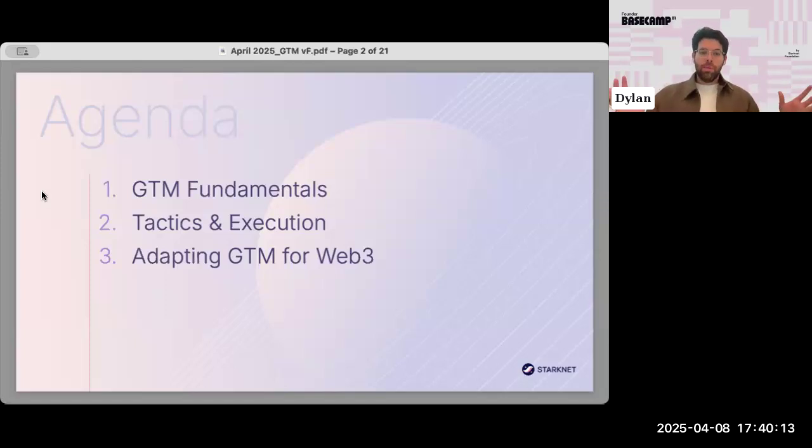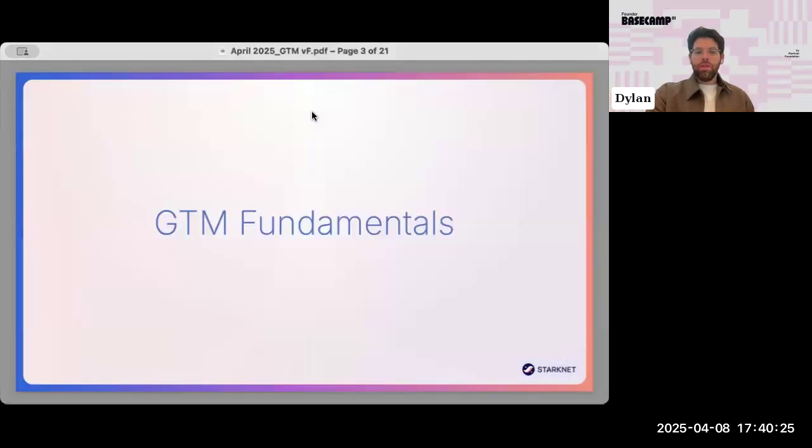So each section will hopefully build on what you learned in our first session last week on idea validation. And hopefully by the end, you'll have a clear framework for reaching your first customers. So, go-to-market fundamentals.